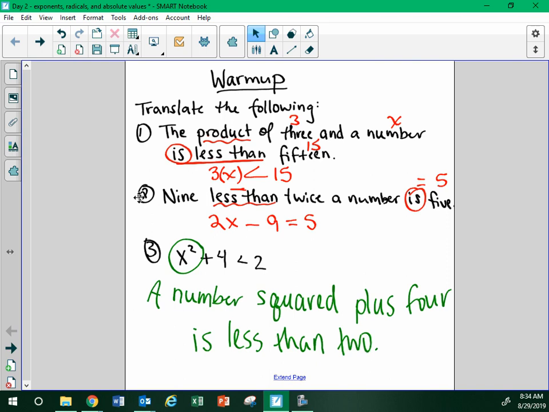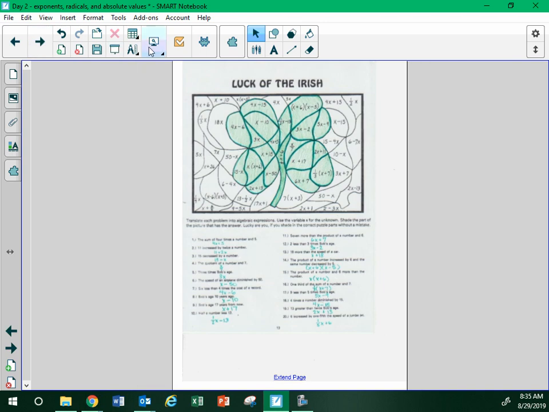Okay. So let me go ahead and pull up the answer key for our homework. Now remember, you can turn in homework for late credit. We'll accept it up to the day of the unit test.